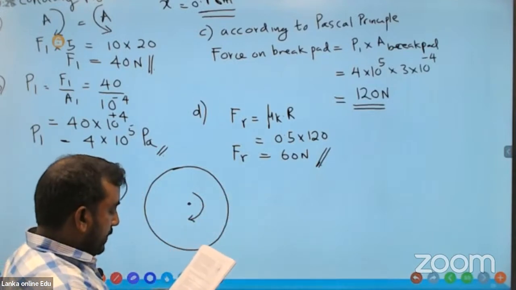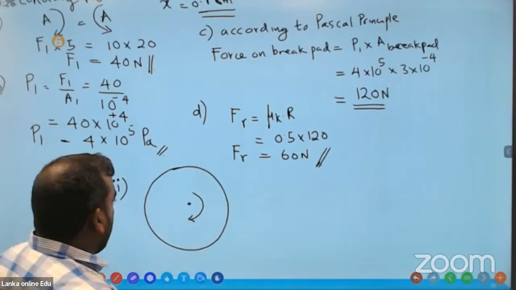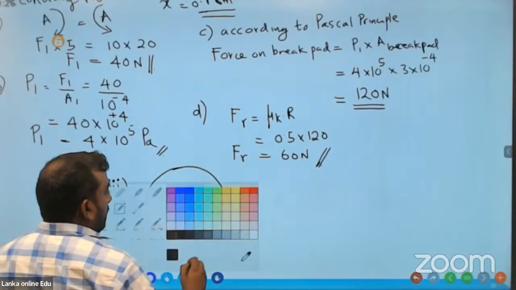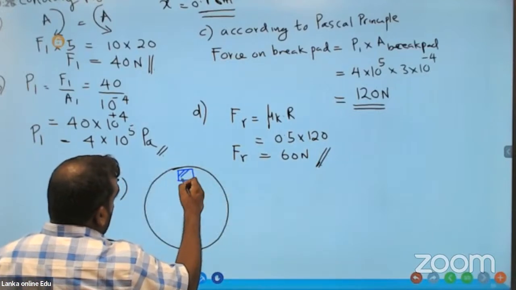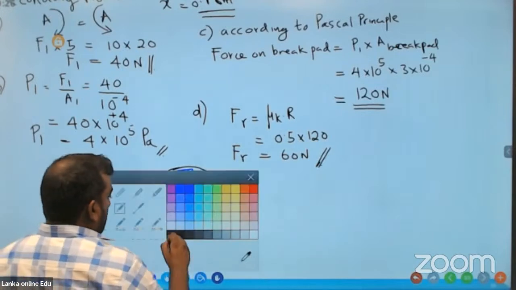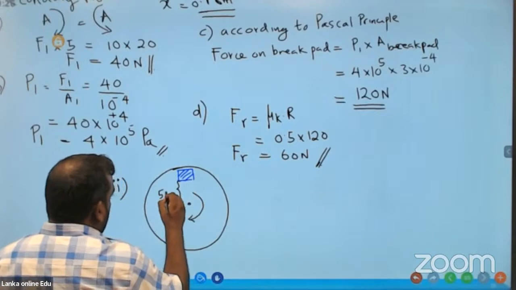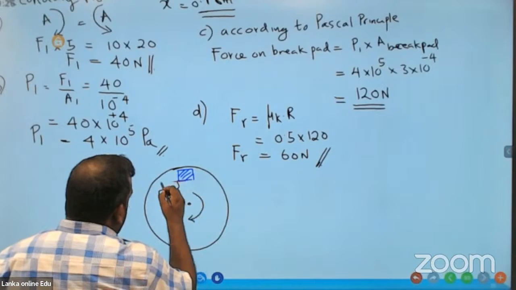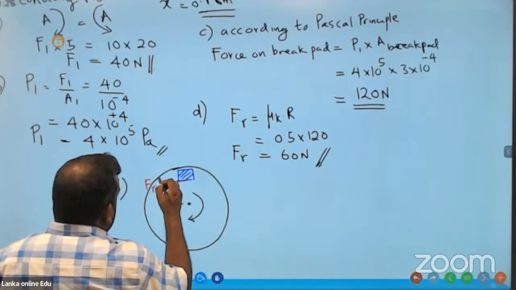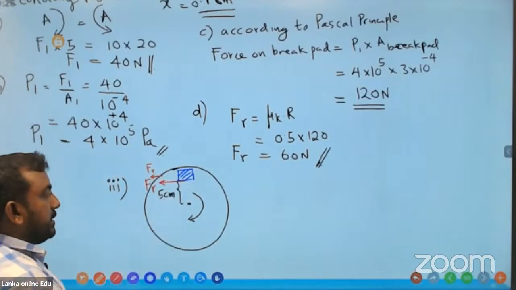If the distance from the rotating axis where friction is acting is 5 centimeter, so here you have your brake pad. Here you have your brake pad. The distance from here to here is 5 centimeter. Don't forget friction will act in both directions. Friction here, and on the opposite side there is also friction. Both sides there is friction.